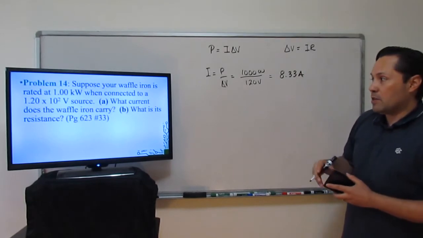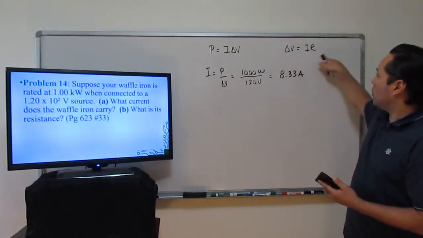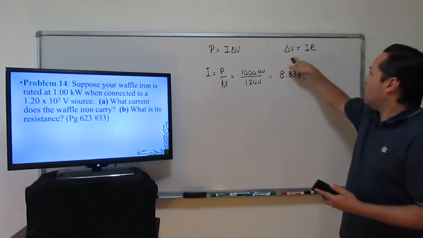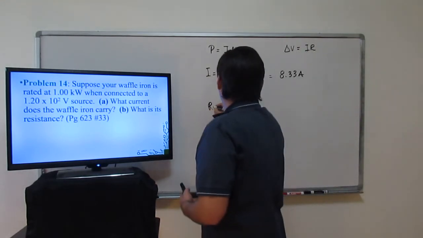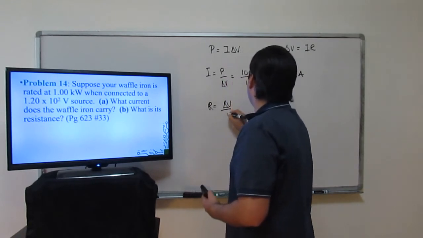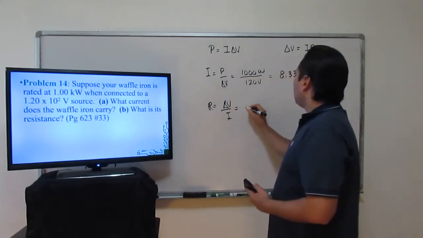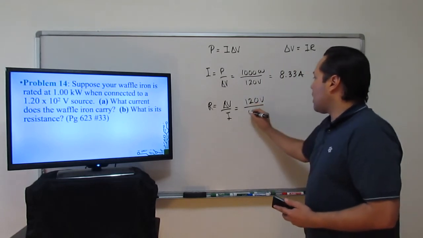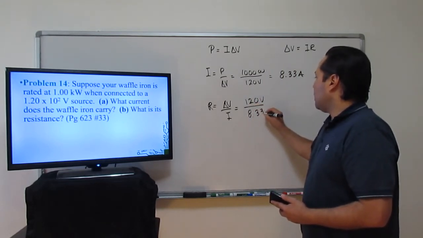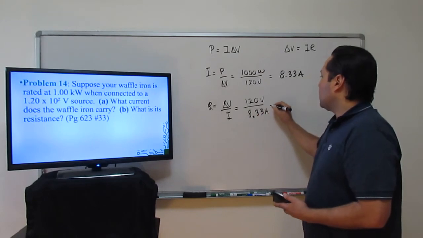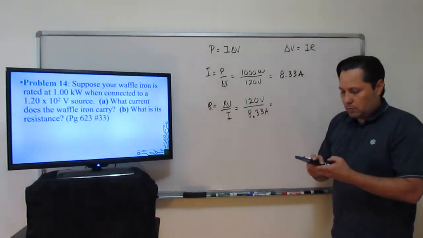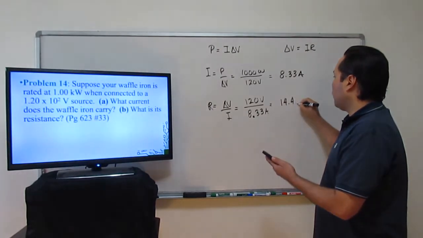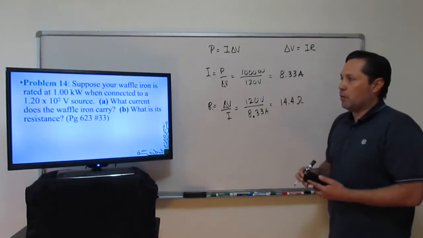In part B, they ask you what is the resistance. So we're going to use this formula, isolate the R by dividing both sides by the I. So resistance is equal to the potential difference over the current. The potential difference was 120 volts. We're going to divide it by 8.33 amps. So we get our answer, which is the resistance is 14.4 ohms. That is problem number 14.